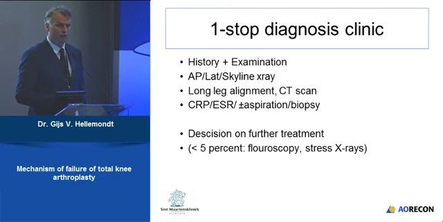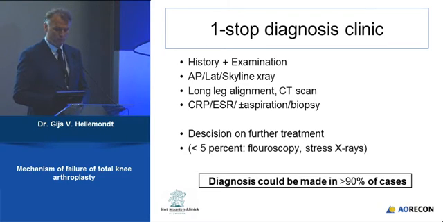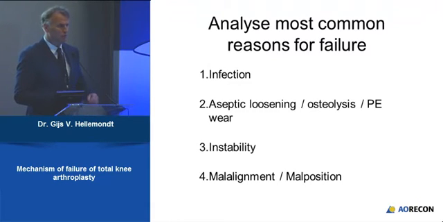In less than 5% we make additional investigations like fluoroscopy or stress x-rays. And by doing this, probably over 90% of the cases can be diagnosed, which of course is what we hope for. So if you analyze the most common reasons for failure, as I said, both in studies and in the registries, you see infection, aseptic loosening, and polyethylene wear; instability and malalignment are the most common ones.